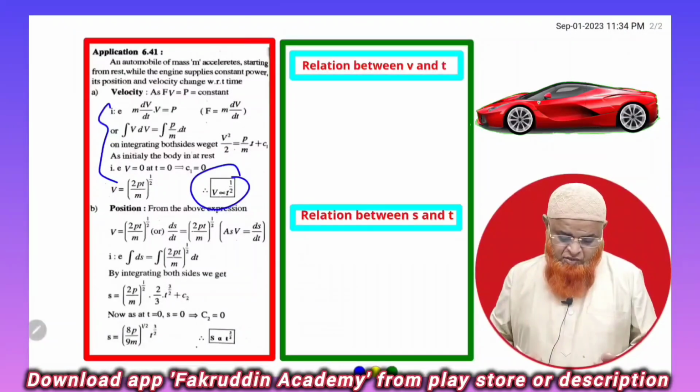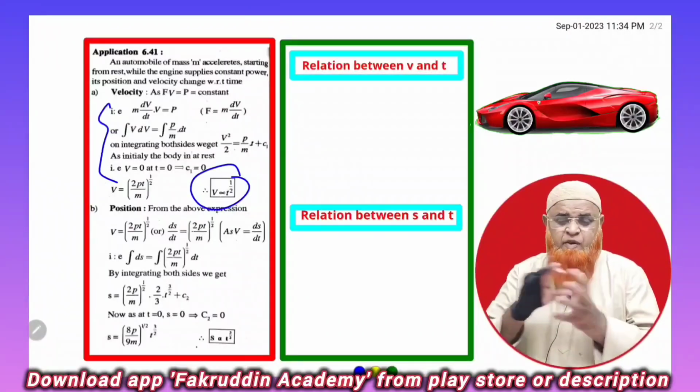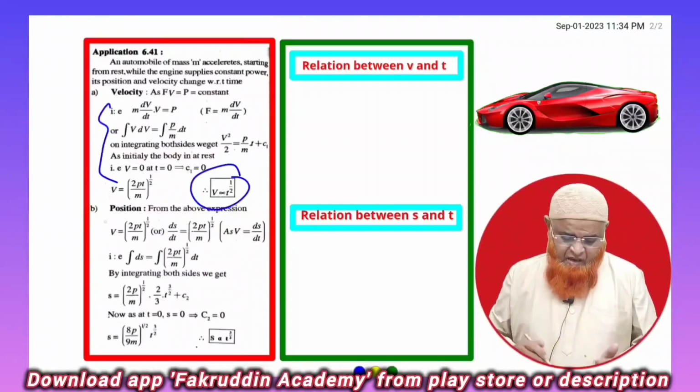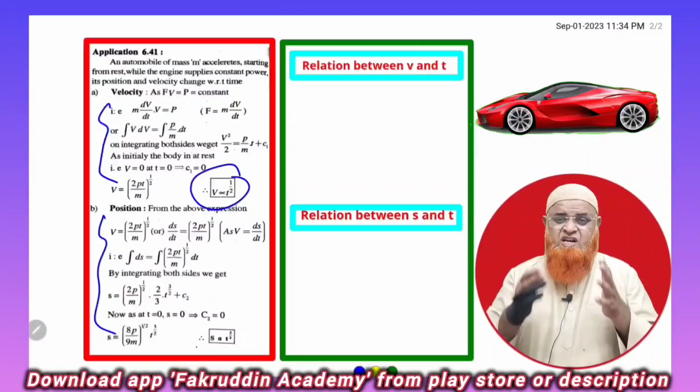Similarly, in the second derivation, he is finding the relation between the displacement traveled by the vehicle and time. Here also he has used very lengthy methods of differentiation and integration.